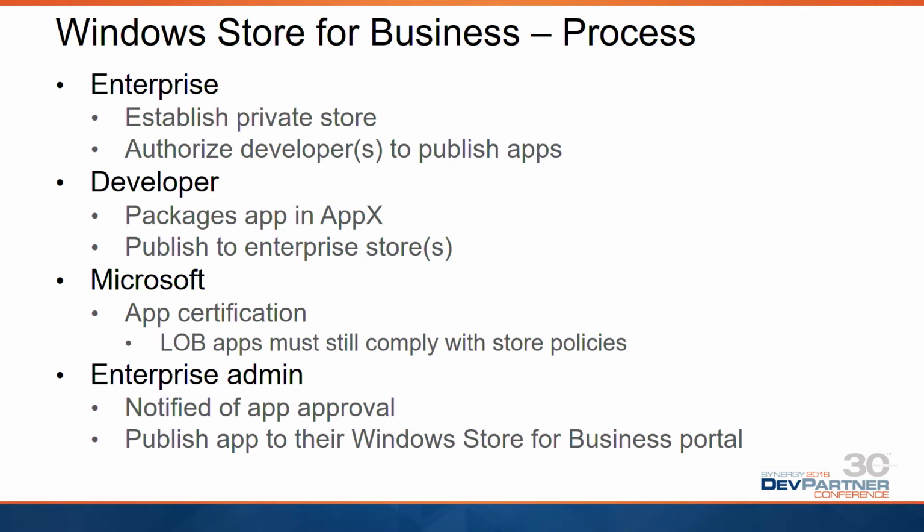The Windows Store for Business, basically the process is, as an enterprise or a company or an organization, you establish with Microsoft a private store, and you then authorize your own or other third-party developers to submit applications to that store for you. Right now, the Store for Business is only free applications, so this is not a mechanism for paying for things. That is going to change. It will be supporting paid applications within Store for Business as well in the near future, but right now this is free applications. So the developers then package up those apps into an AppX package in Visual Studio and publish them to the enterprise store.